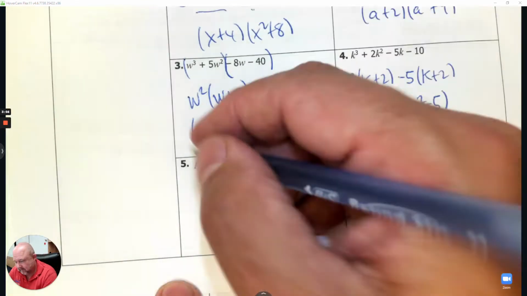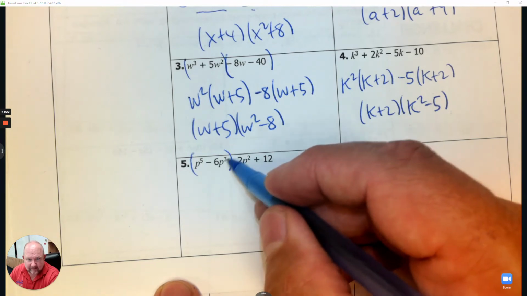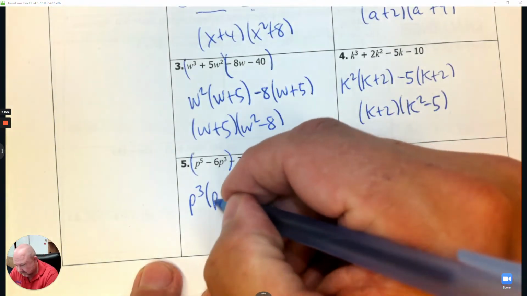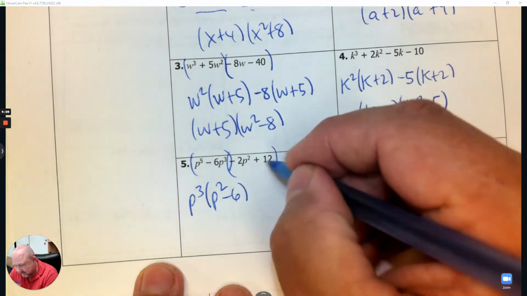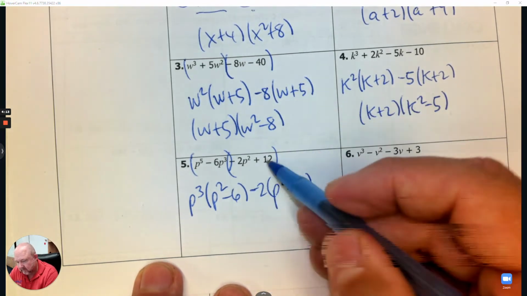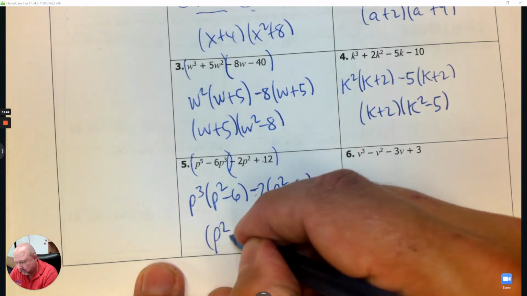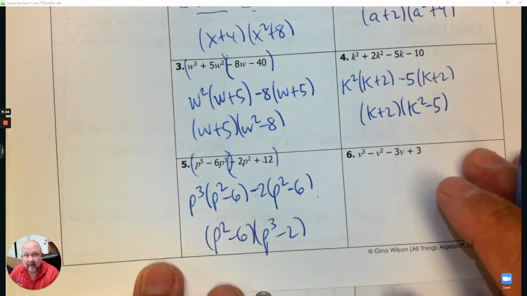Again, so if I look here and I group them together, take the least p, which is p cubed, and divide that out. That's p squared minus 6. Look at the next one. I'm going to take out a negative 2. Divide. That gives me negative 6 because a positive divided by negative, and now they match. So p squared subtract 6, and then p cubed subtract 2, and that's what they have left over.